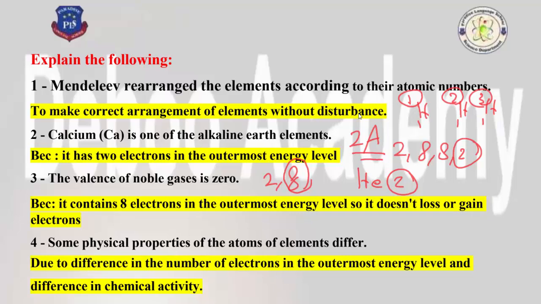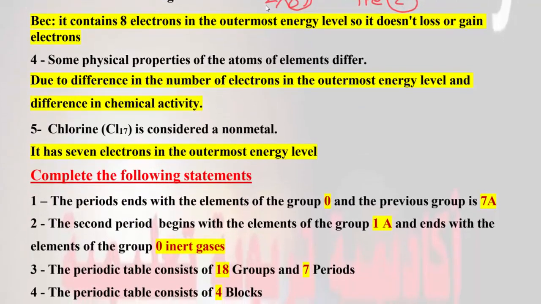Some physical properties of the atom of the element differ due to the difference in the number of electrons in the outermost energy level, and the difference in chemical activity.